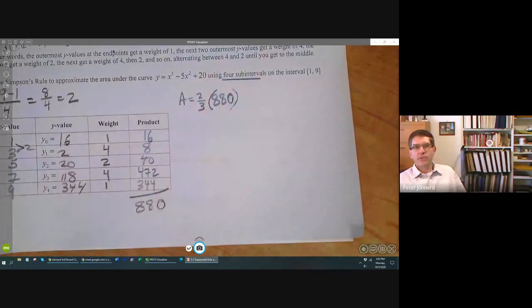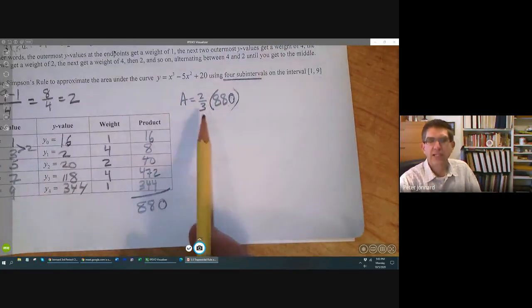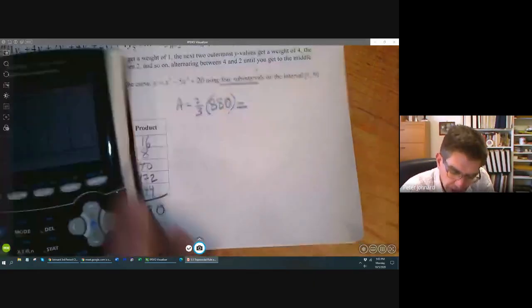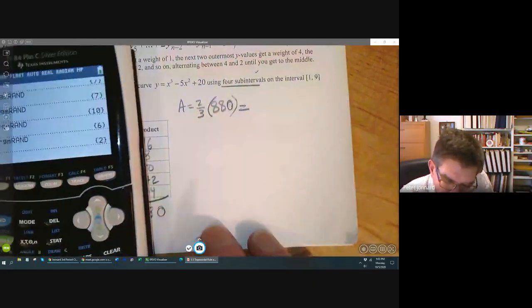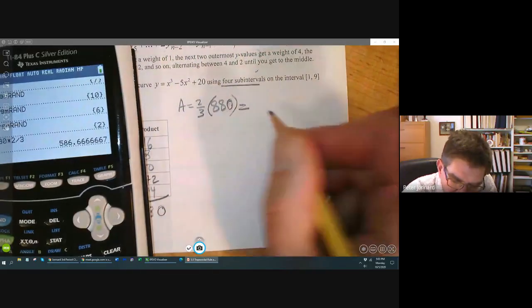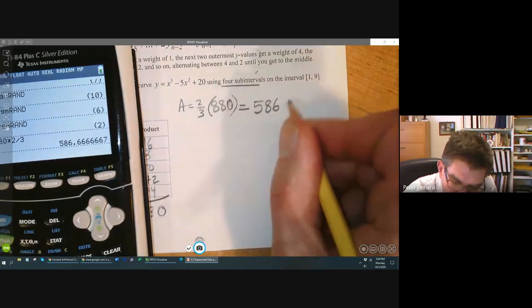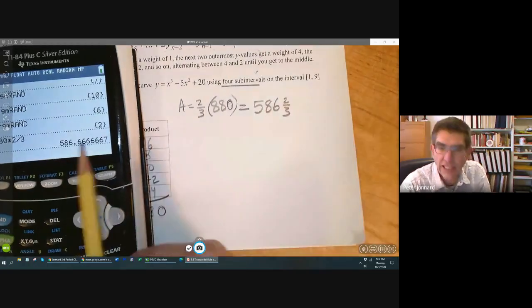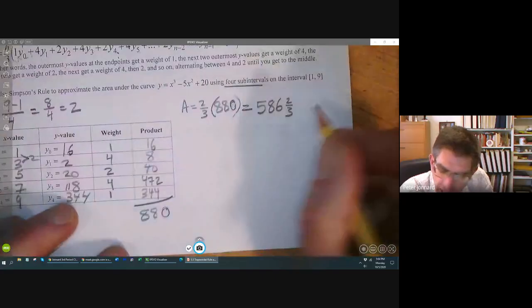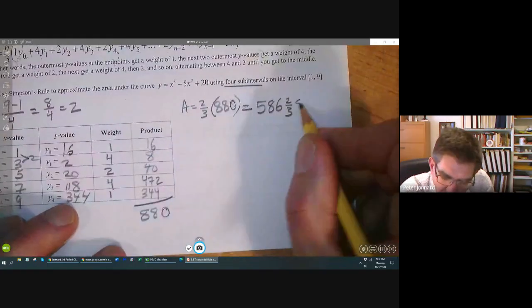All righty, and you guys, unfortunately, 880 is not divisible by 3. If you do 8 plus 8, you get 16, and that's not divisible by 3. And so I'm just going to have to work it out, and let's see what it is. You guys, I don't want you to lose your ability to do fractions. 880 times 2/3, we end up with 586 and 2/3. You should recognize that decimal as 2/3, okay? So it's 586 and 2/3 square units.